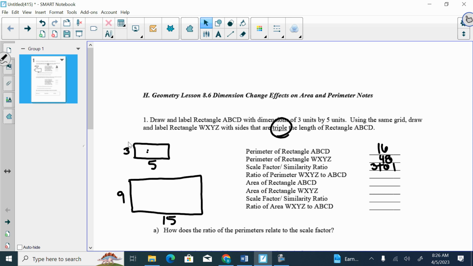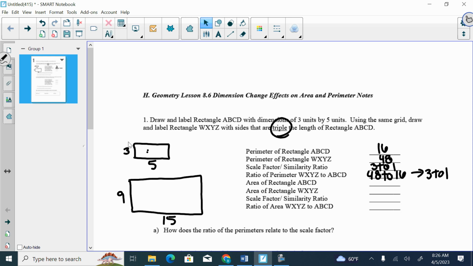Okay, then they ask for a ratio of the perimeters for the large one to the small one. Well, our large perimeter, we said, was 48 to the smaller perimeter, which we said was 16. So 48 to 16. Can I simplify 48 to 16? 3 to 1. Okay. Now we're going to talk area.